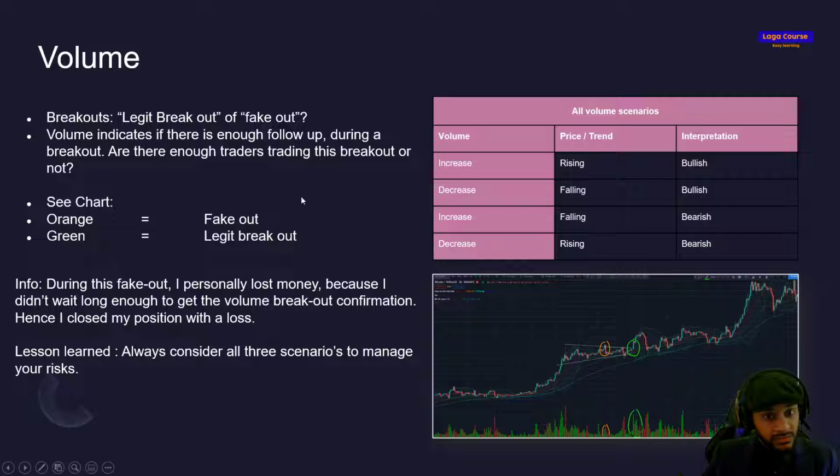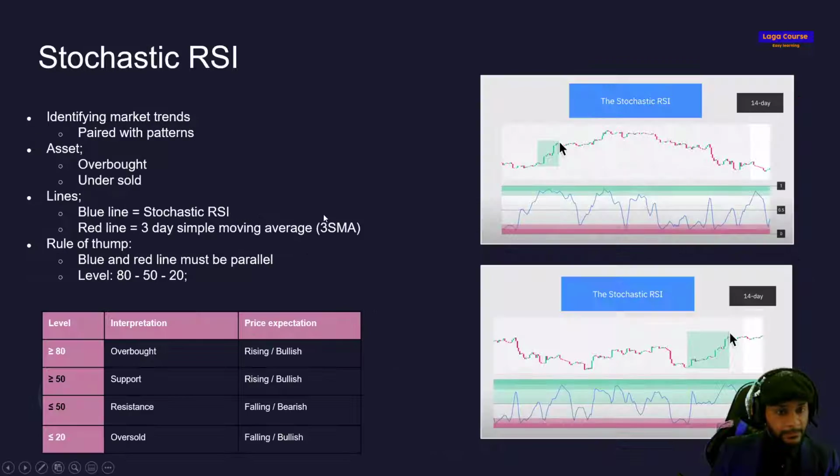What did I discuss over here? Yeah, that's basically it. The stochastic RSI is an indicator where we can see if an asset is overbought or oversold. I'm going to explain the simple stuff, which you've got to realize. This is the way I memorize all these indicators. It's very simple: 80, 50, and 20. These are the three levels that I need to realize.